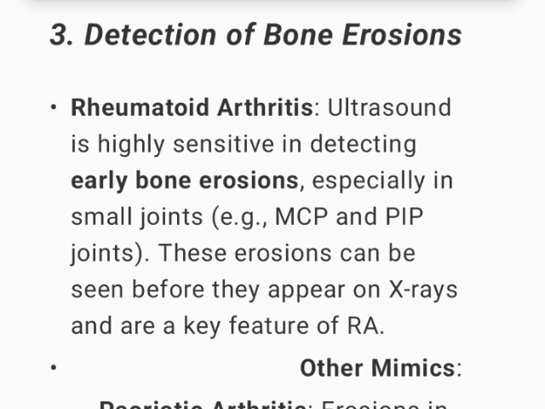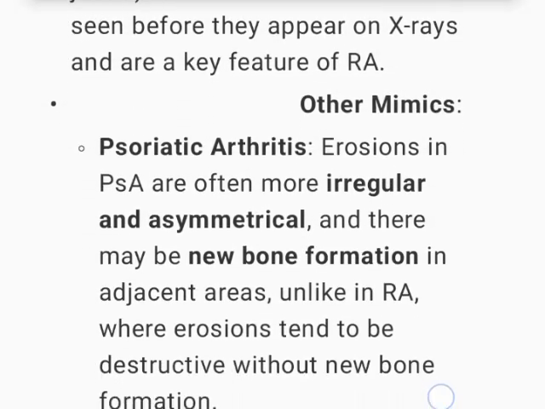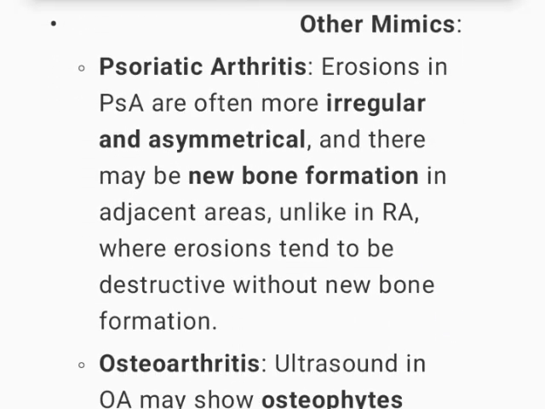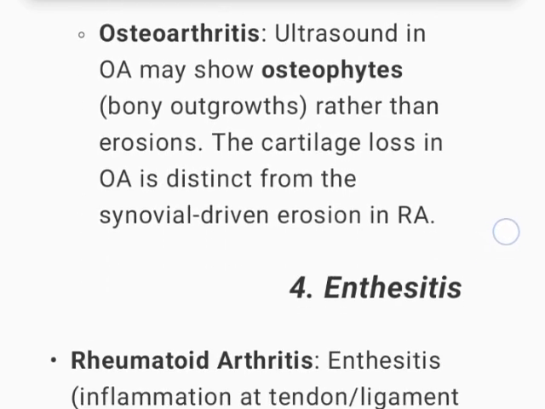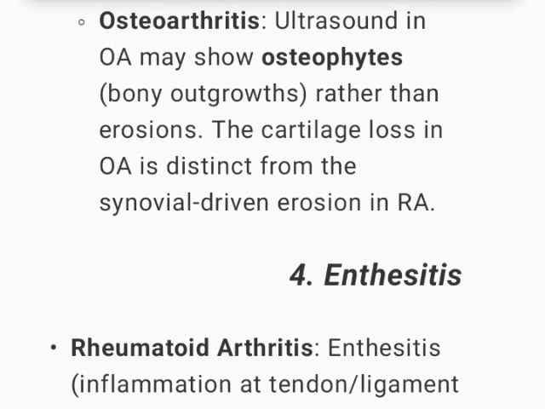Other mimics. Psoriatic arthritis. Erosions in PsA are often more irregular and asymmetrical, and there may be new bone formation in adjacent areas, unlike in RA, where erosions tend to be destructive without new bone formation. Osteoarthritis. Ultrasound in OA may show osteophytes, bony outgrowths, rather than erosions. The cartilage loss in OA is distinct from the synovial-driven erosion in RA.